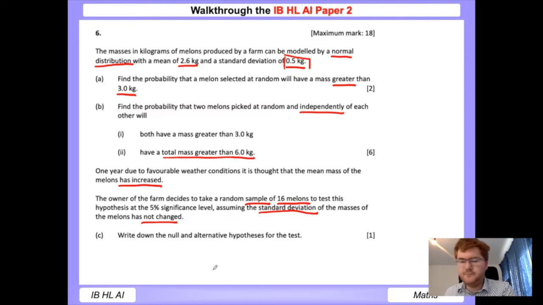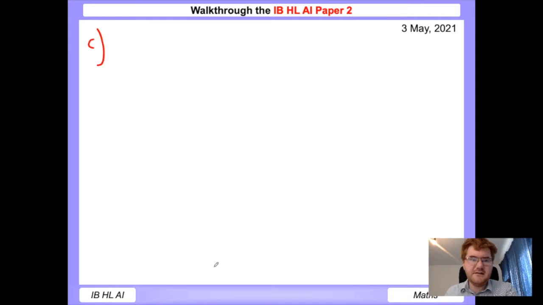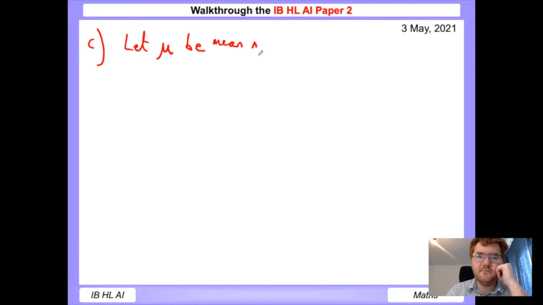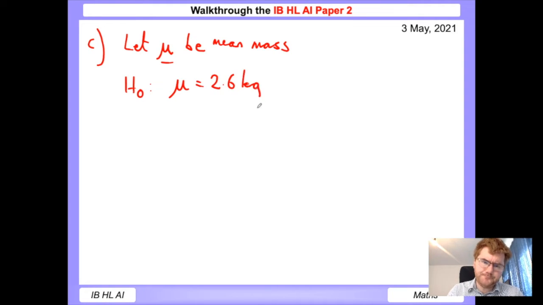Okay, so let's write this in. So we've got then, well, let's let mu be the mean mass. Notice this is important, you need to use mu because we're looking for the population, not for a sample. And our H0, what we're going to assume is that mu is equal to 2.6 as it was before. Okay, so everything is as normal.